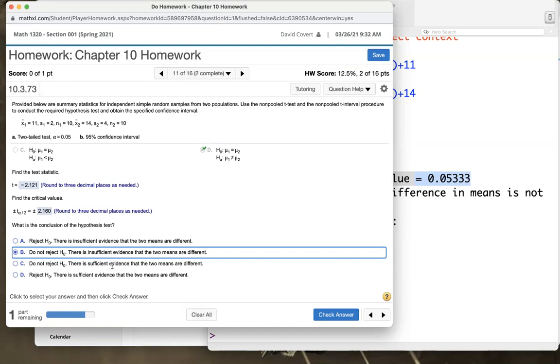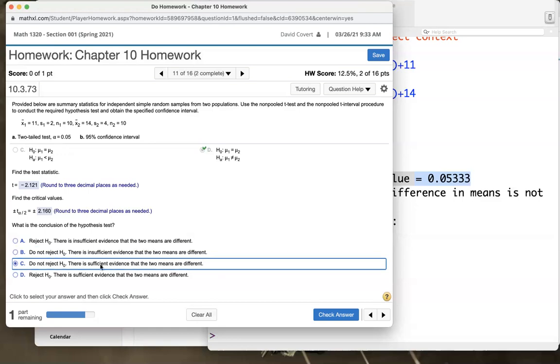So the point here is that you can either reject the null hypothesis or you do not reject the null hypothesis. And you reject the null hypothesis by saying there's enough evidence to know that it's wrong, or you don't reject the null hypothesis by saying there's not enough evidence to know that it's wrong. And those are the only options.